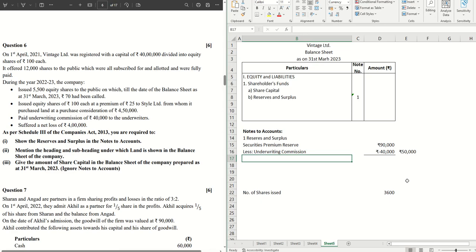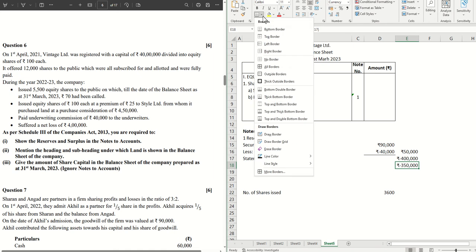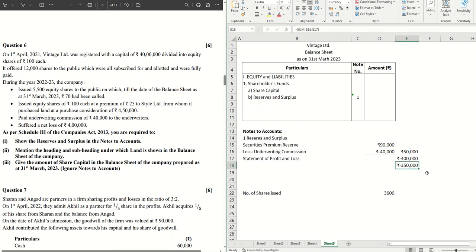All right. Then from the fourth point, the company suffered a net loss of rupees 4 lakh. So then we write statement of profit and loss, negative figure of 4 lakh. And if we add this, we get 3,50,000 as our loss, the total loss, which will be the net amount of reserve and surplus, right? This is what we are getting. So this answers our first part, show reserve and surplus in the notes to accounts. This is what we have shown here.